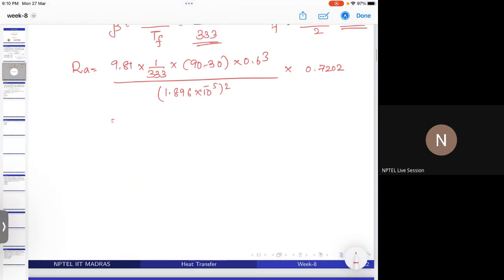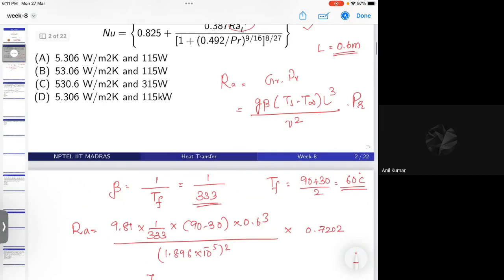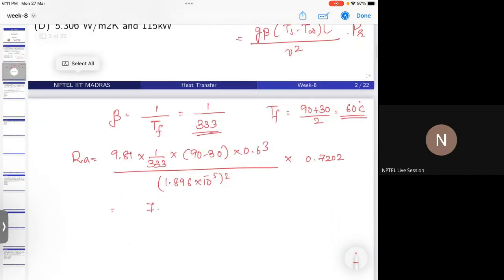What is the Rayleigh number? 7.2 into 10 to the power 9. I am getting 10 to the power 8. I am getting 7.2 into 10 to the power 9, sir. Let me cross-check. Anybody else with a calculator?